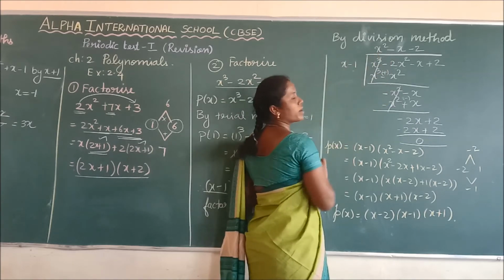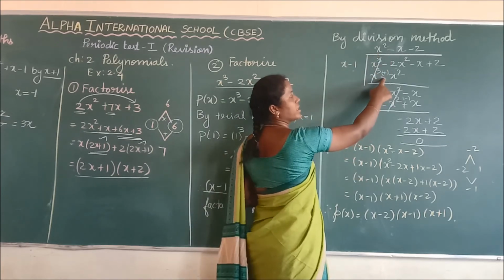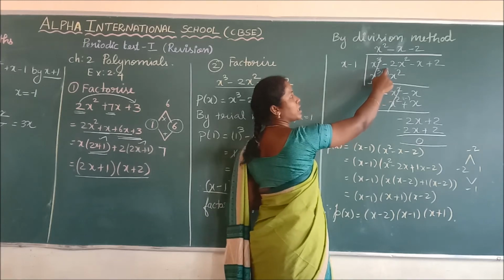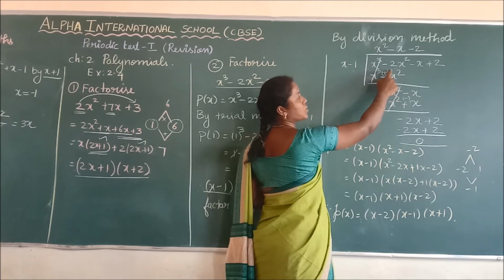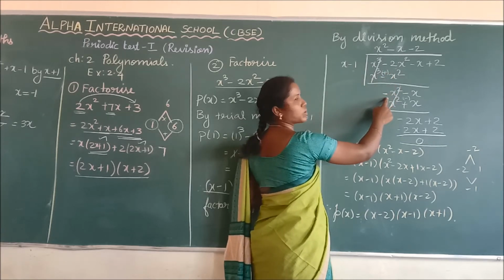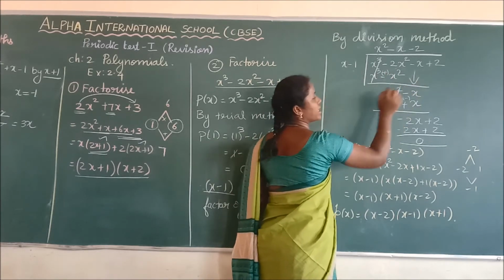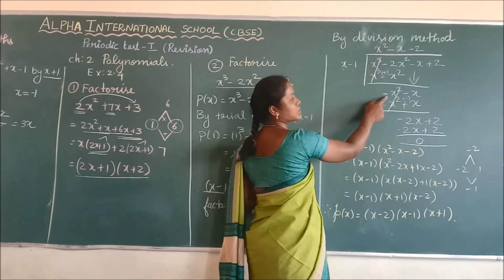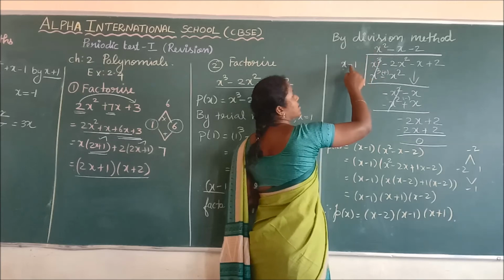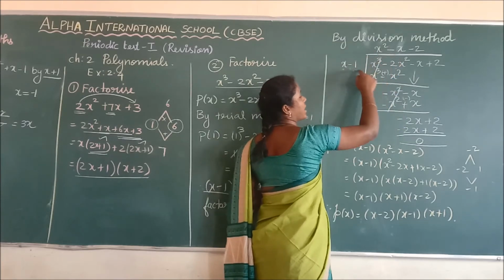The first term is common, so it cancels. Here minus into minus will become plus, so you have to add. Minus 2x square plus 1x square is minus x square. The next remainder term is minus x. Minus x into x is minus x square. Minus into minus plus 1 into x is x.